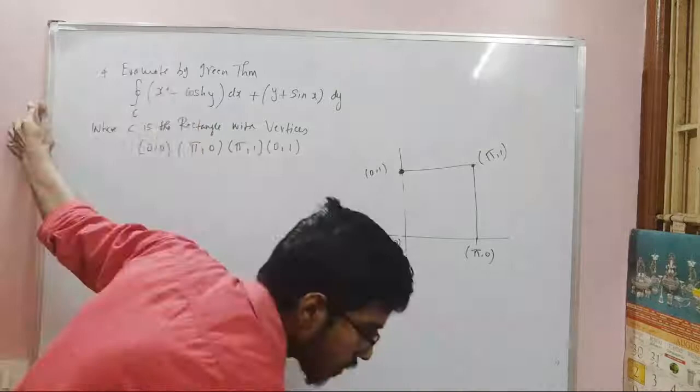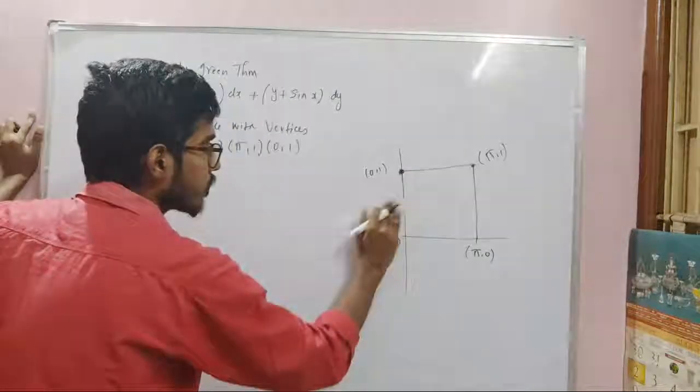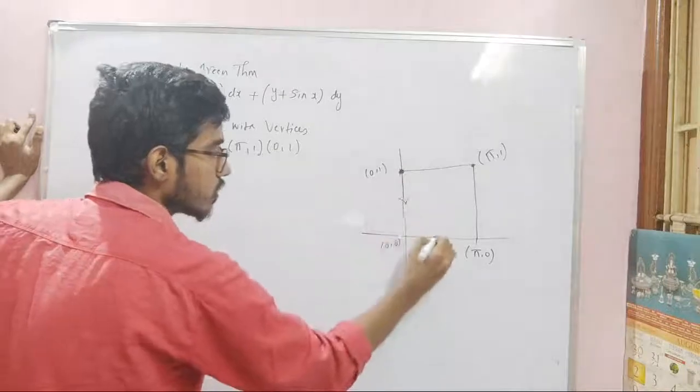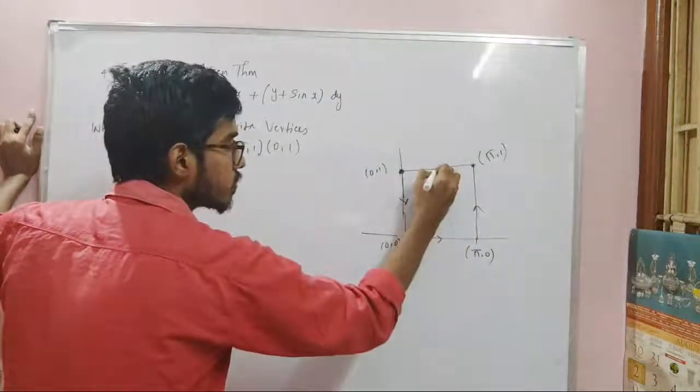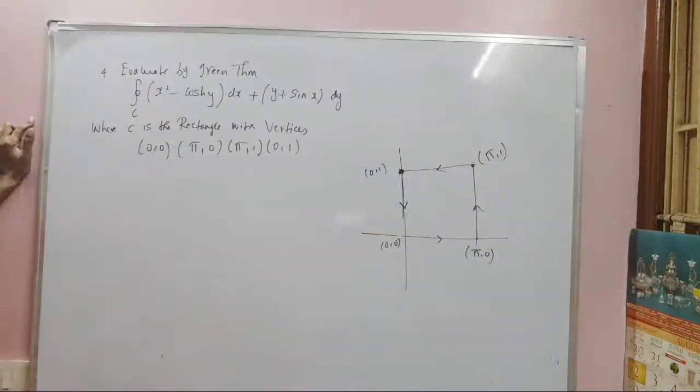This is our rectangle now. So this is the region. First you are going like this, like this, like this. We can easily evaluate this by line integral, right?